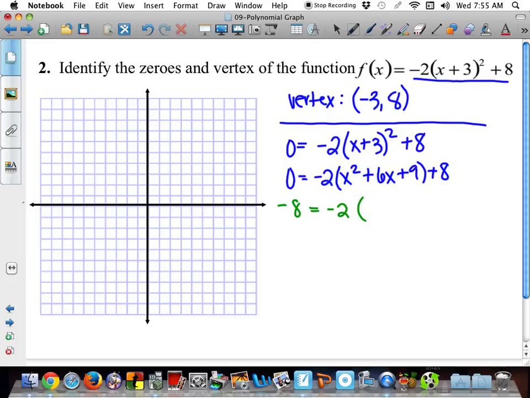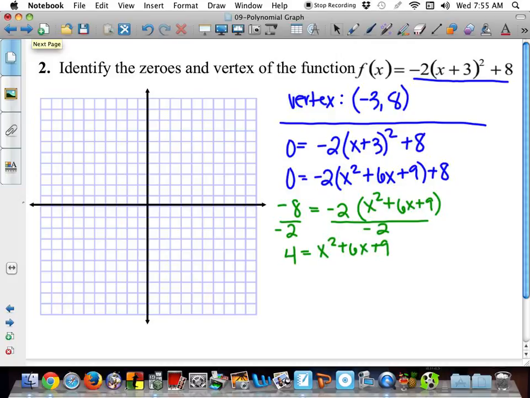And I'm going to rewrite this as x squared plus 6x plus 9. And I have this 2 out front. To get rid of this 2, I'm going to divide on both sides. When I do that, I get 4 is equal to x squared plus 6x plus 9. I can rewrite this as a binomial squared, and then we can find the square root.